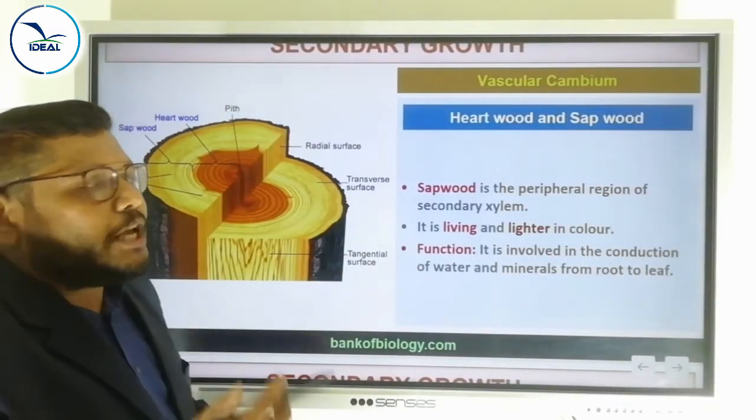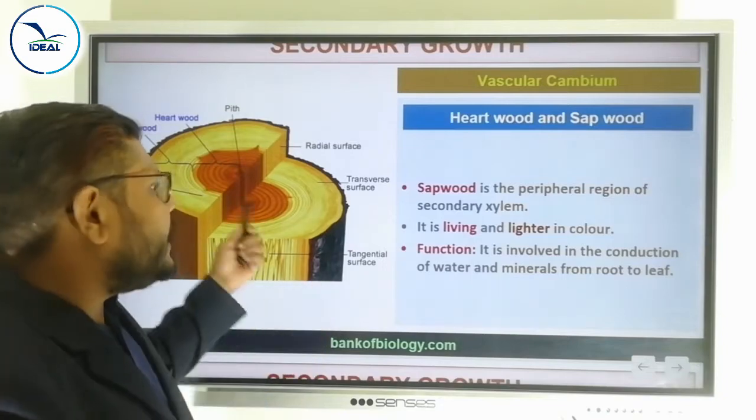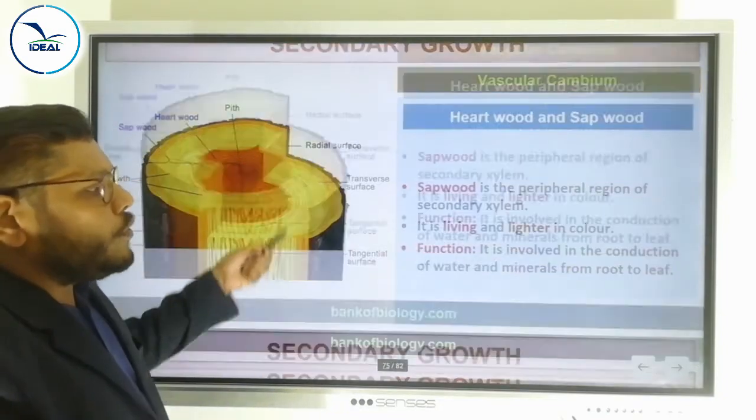These are the two types of wood. One is called heartwood and another one is called sapwood.